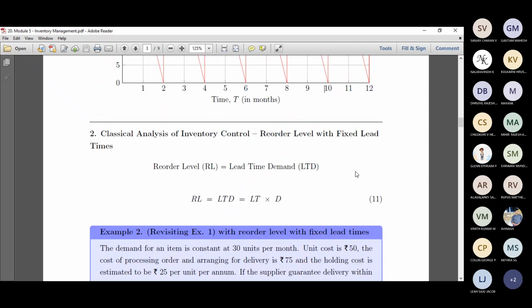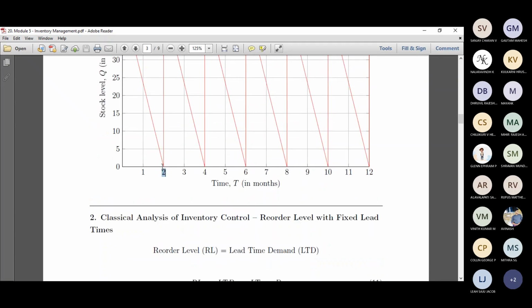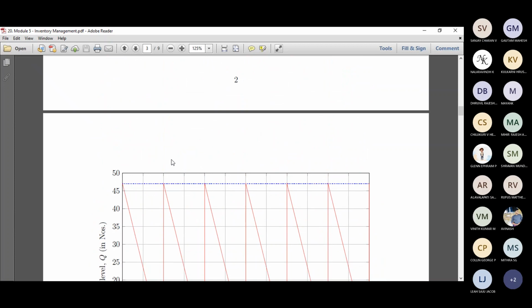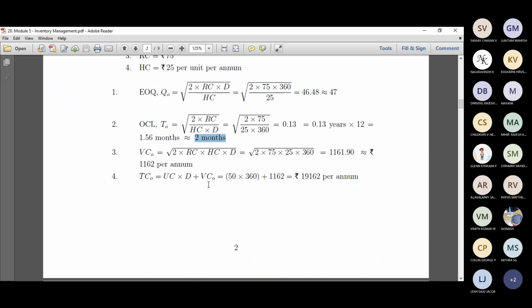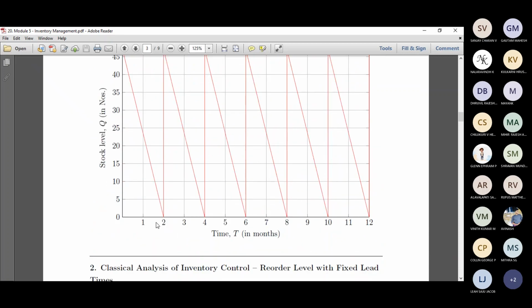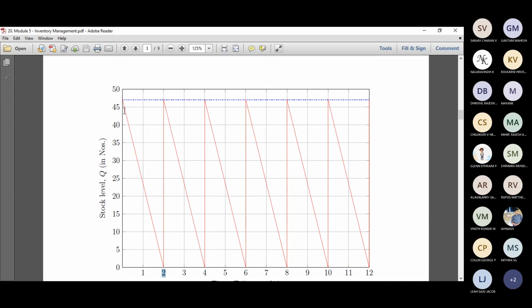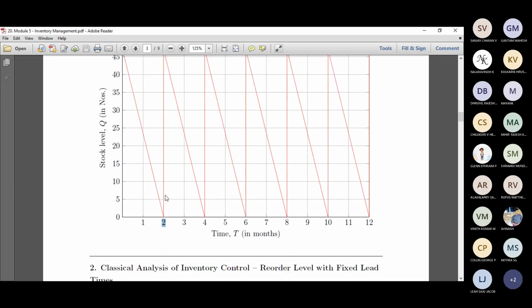And in today's module, we'll be looking into the reorder level. It's a lead time. Say here the reorder level is here. So this is the cycle. We can even talk about the optimum cycle length. So at 2 months time, we will be replenishing it. At that point also the stock gets depleted completely, then we replenish at that time.